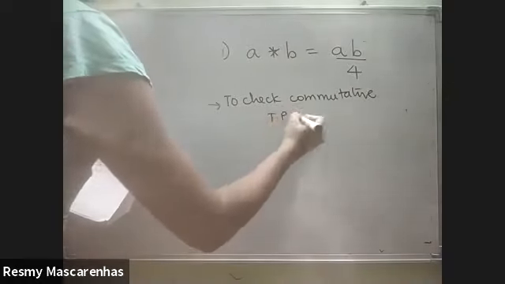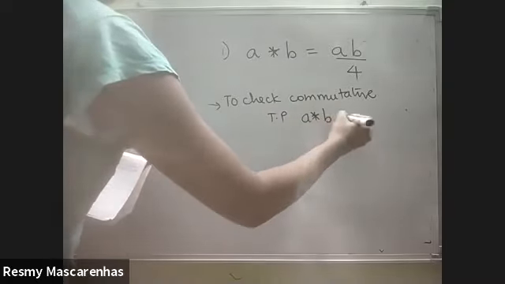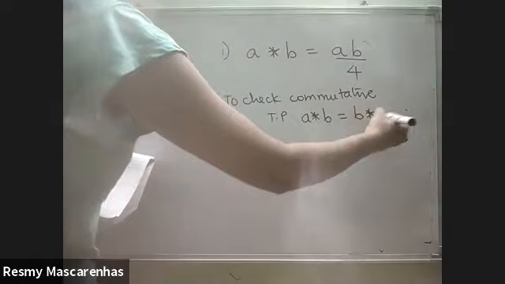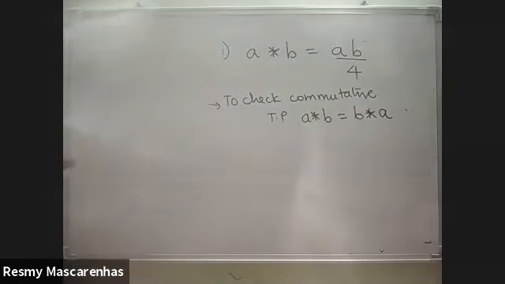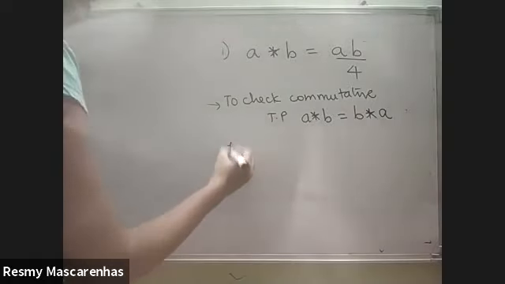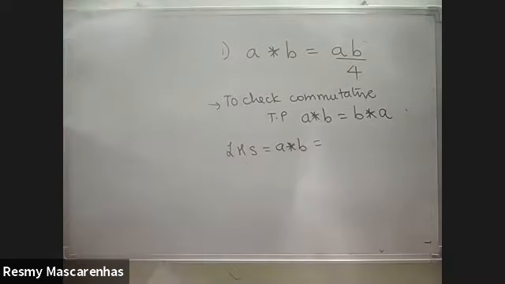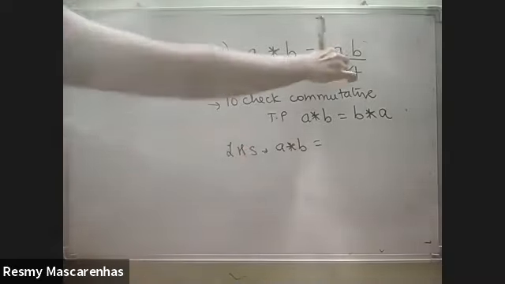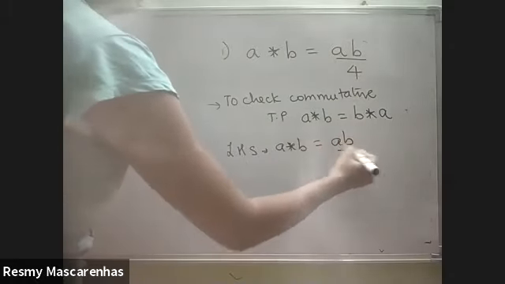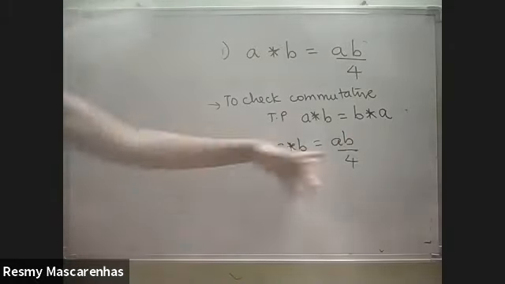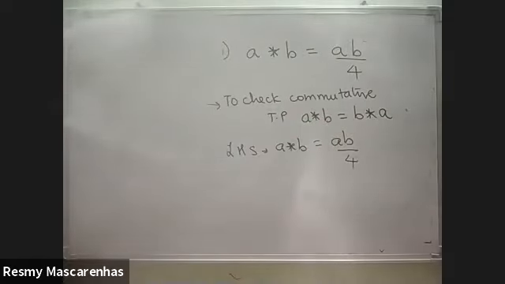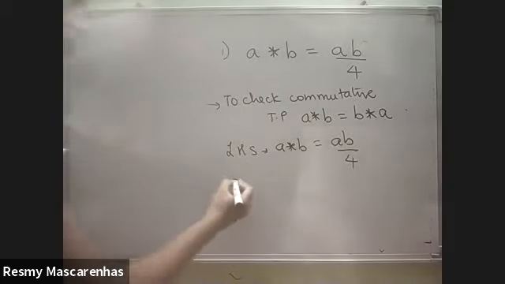What do you have to prove? What was the condition I told you? To prove commutative, you should prove A star B is equal to B star A. The answer of this should be equal to the answer of this. So we'll start with the left hand side, A star B. The left hand side, A star B, is already given to you, so the left hand side answer is this, already given. You don't have to do anything. Now the right hand side.